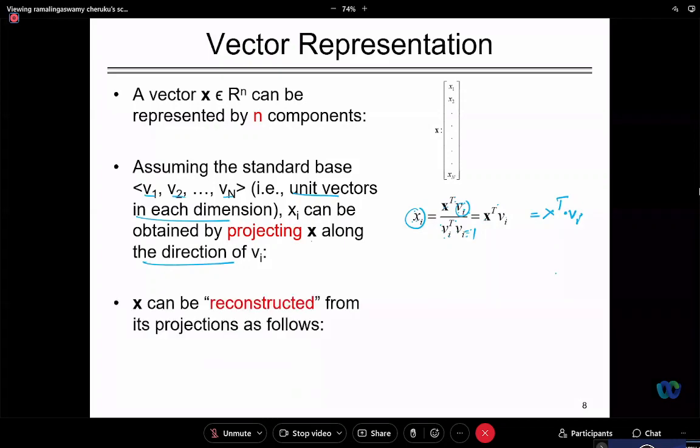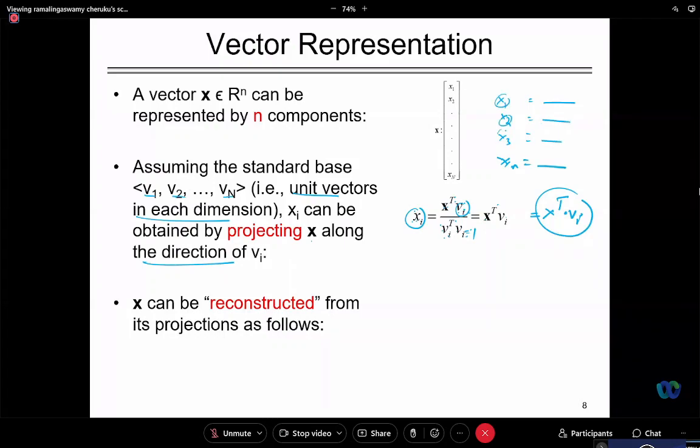Once you have the individual components, you will have x1, x2, x3, up to xn, the projection values. Once you have these projection values from x1 to xn, how can we reconstruct the original point x? Very easy, right? From x you got x1, x2, and so on. Can't we get x from x1, x2, x3, xn? Yes, definitely we can.